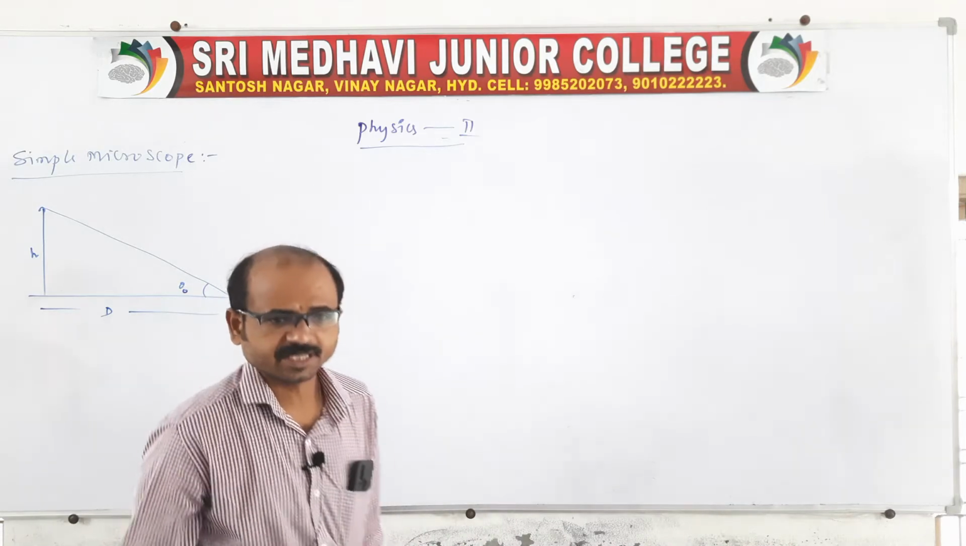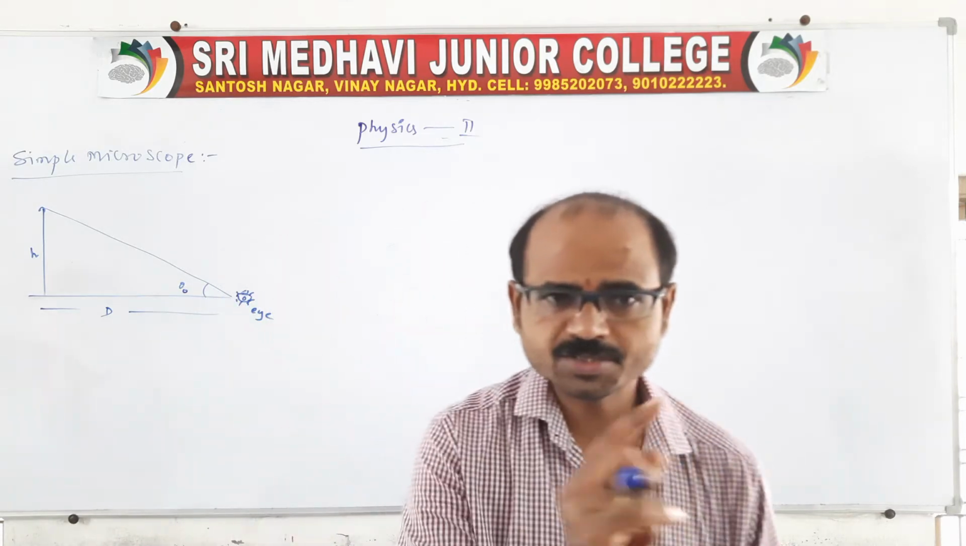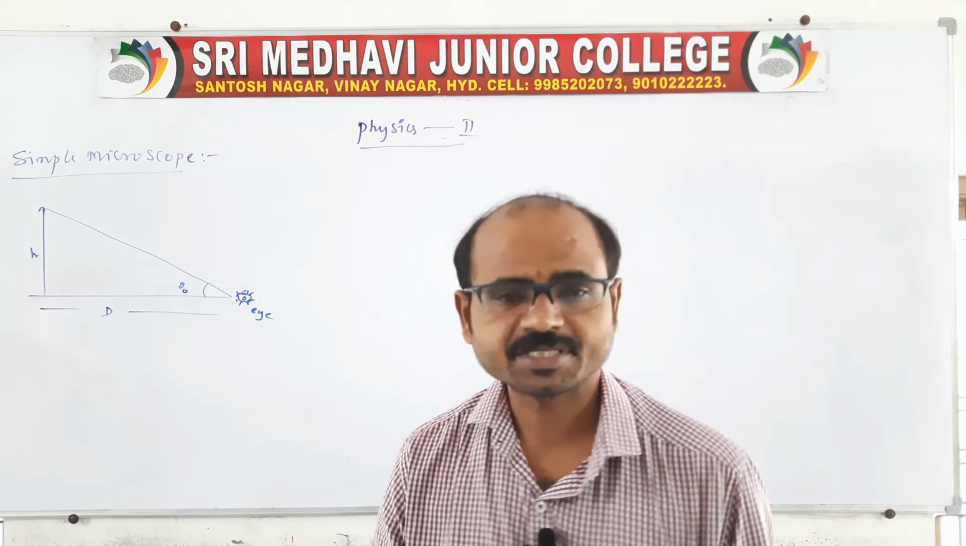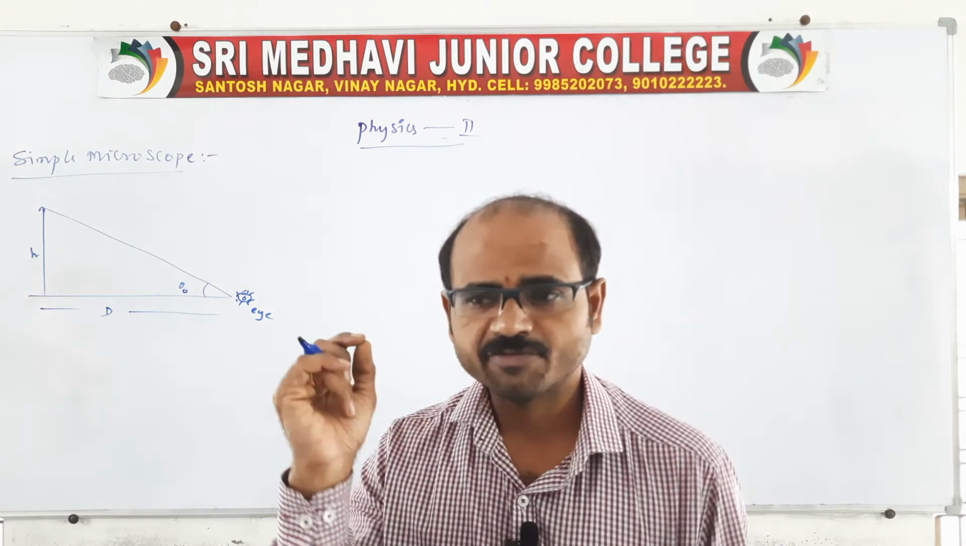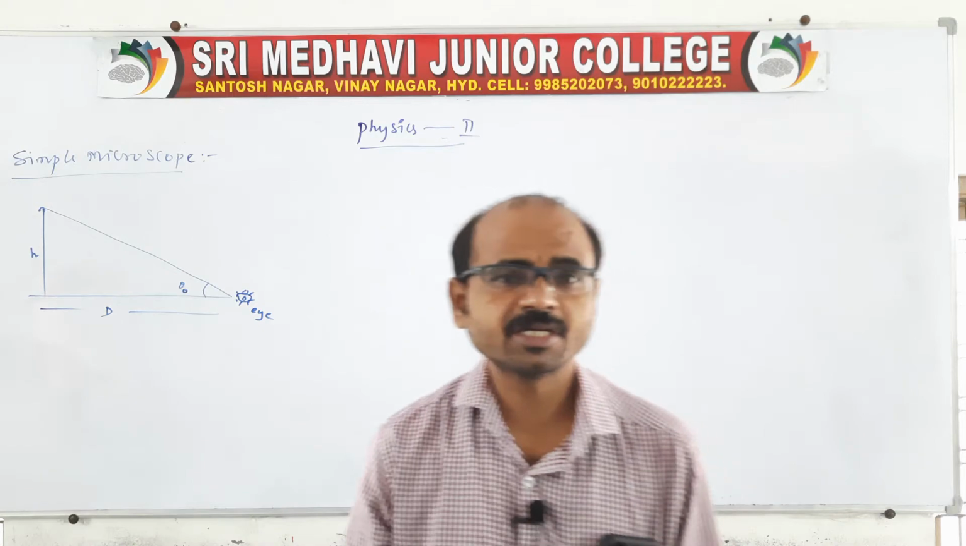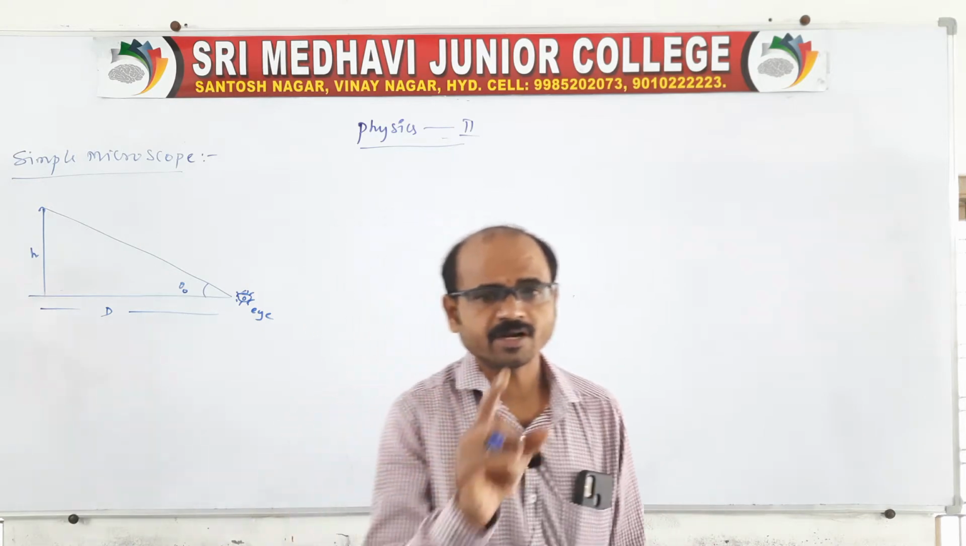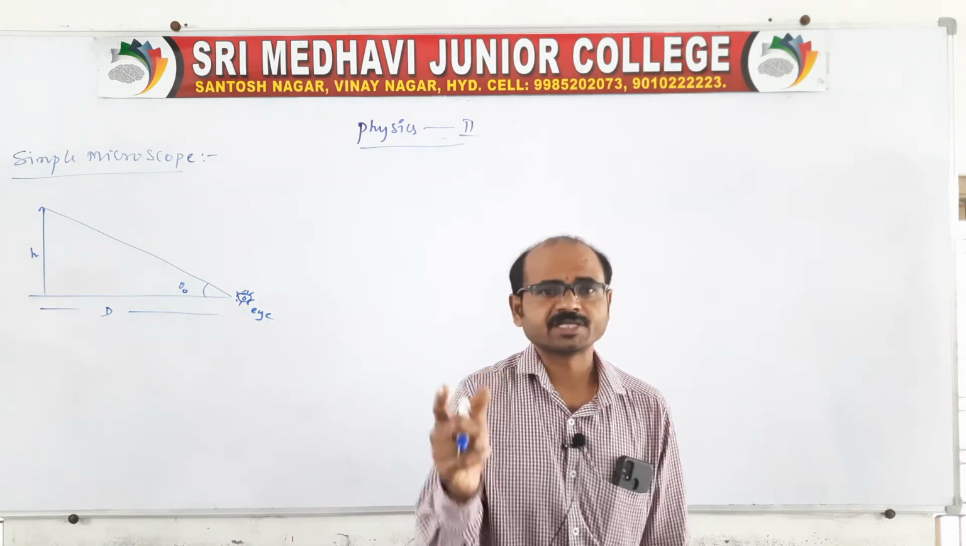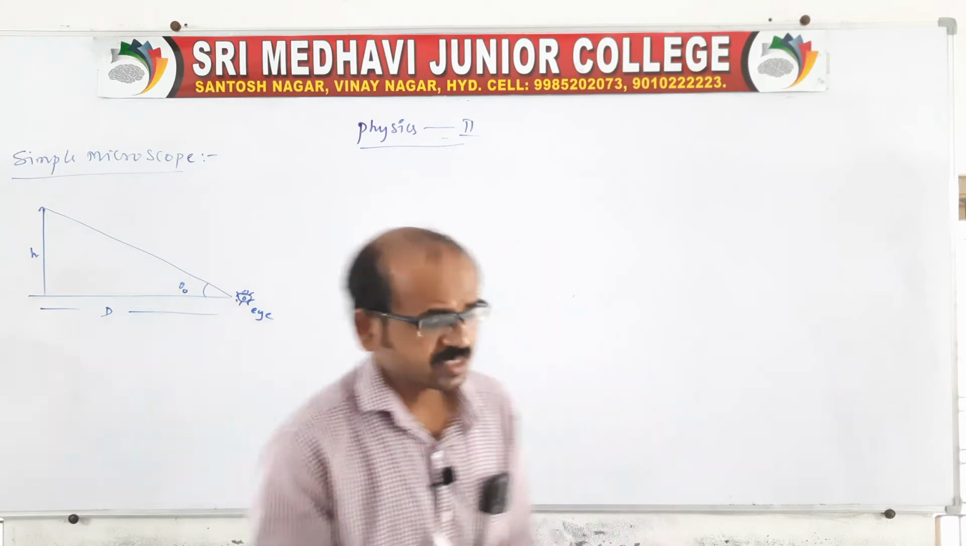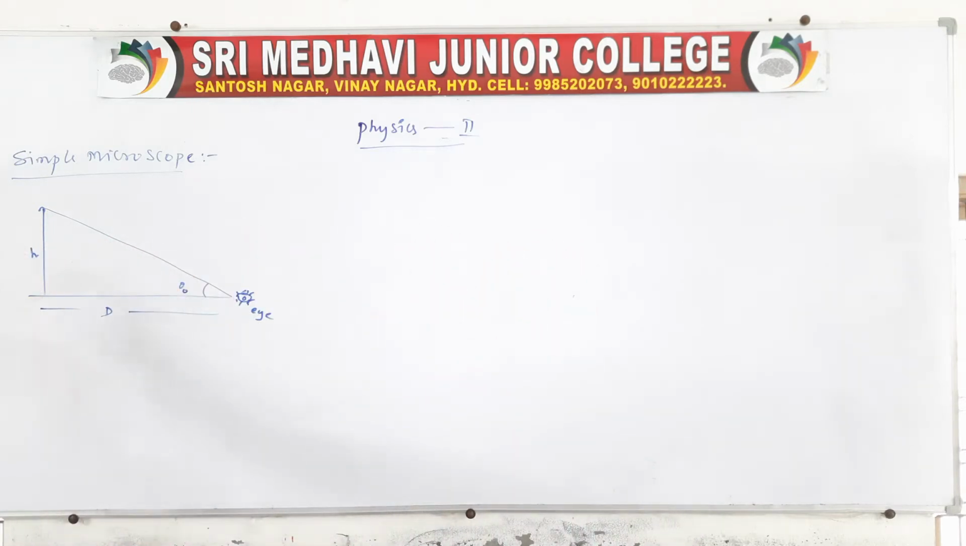As I told you in the previous class on defects of vision, if the object is at 25 centimeter, the image will be formed clearly on the retina and we can see it. Now, without any instrument, that is the naked eye, theta naught is equal to h by d, opposite over adjacent, which we can say is the visual angle without any instrument.